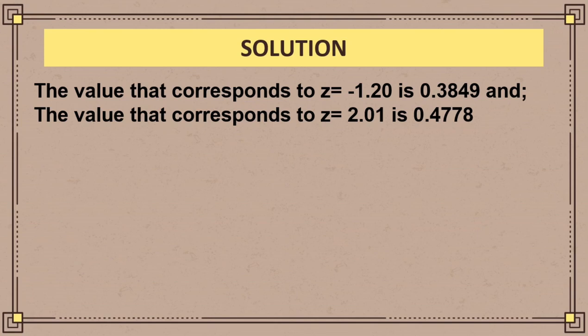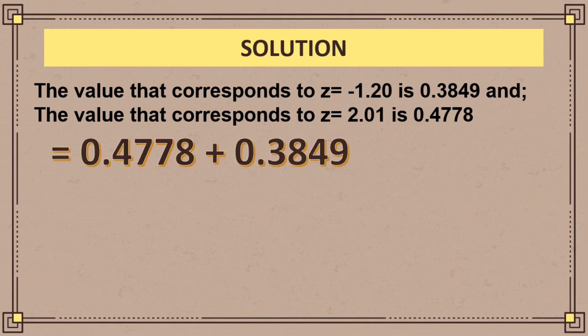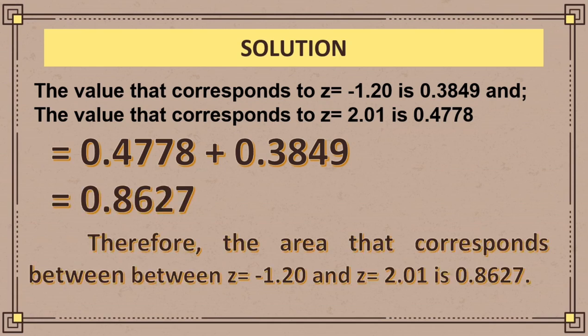Since our given a and b have different signs, the case is we will add the biggest area and the smallest area. Therefore, the area that corresponds between z equals negative 1.20 and z equals 2.01 is 0.8627.